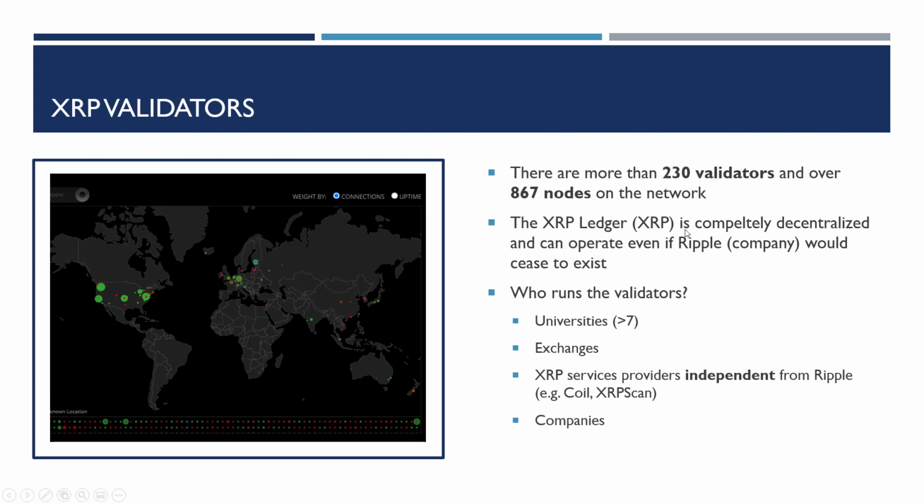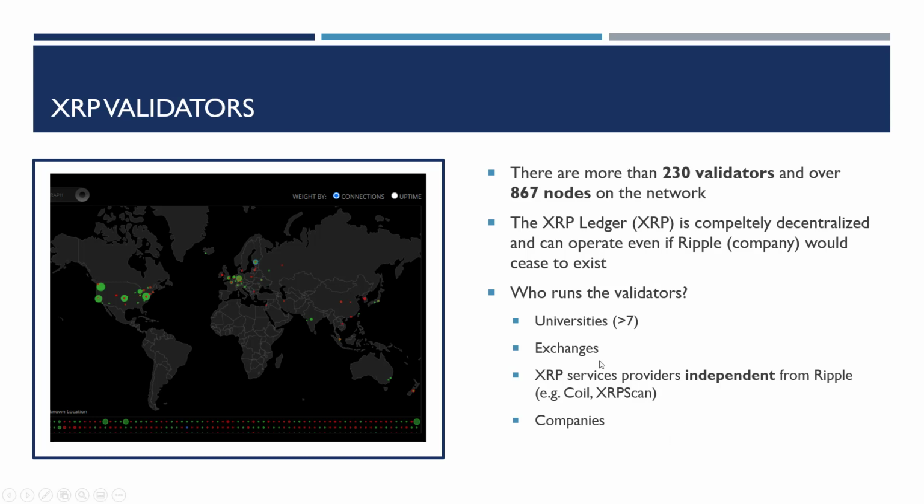Let's go on. The XRP Ledger is completely decentralized and can operate even if Ripple, the company, would cease to exist. So it's also very important. Many people think if Ripple would be gone, for example, that XRP is gone. That is simply not true again. The network would still live on even if Ripple, the company, wouldn't be there. They are not essential for running XRP. That's also a falsehood which has been shared quite a lot over social media and everywhere else, but please remember that Ripple is not XRP and XRP is not Ripple.